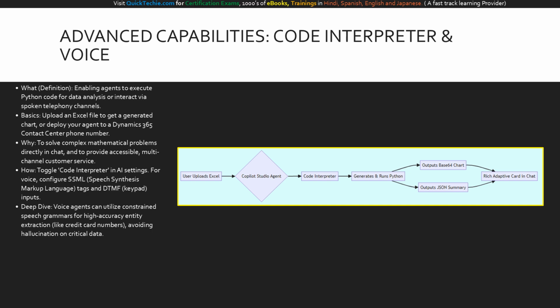When asking for a credit card number, the AI shifts from generative listening to a constrained mode, ensuring absolute precision when extracting critical numeric entities over a phone call.